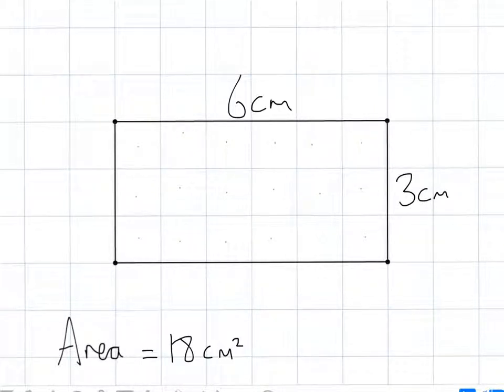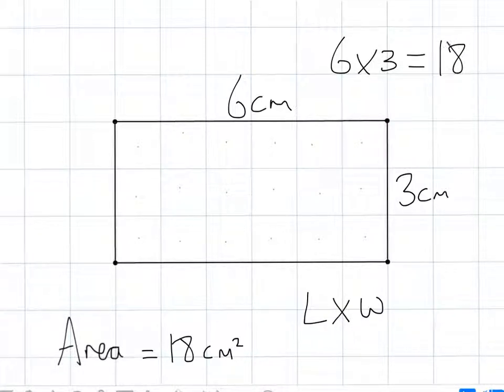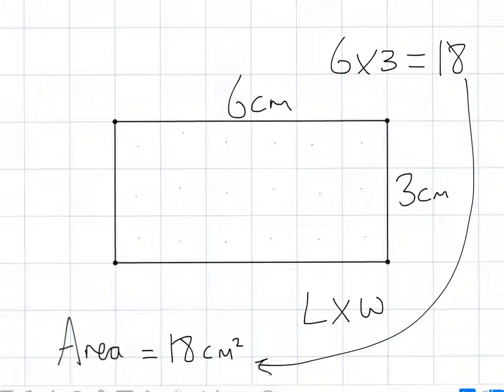And to work out the area, you multiply the length by the width. So here we would have 6 multiplied by 3. And 6 times 3 is 18, which would get us the same answer as we would if we were to count the squares. 6 times 3 equals 18 squared centimetres.